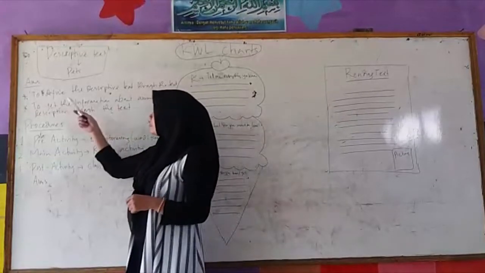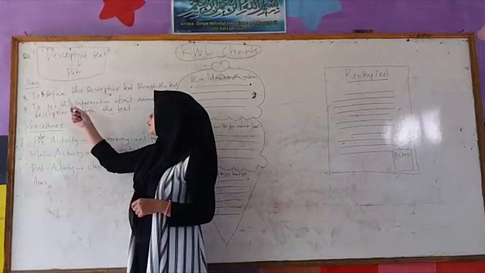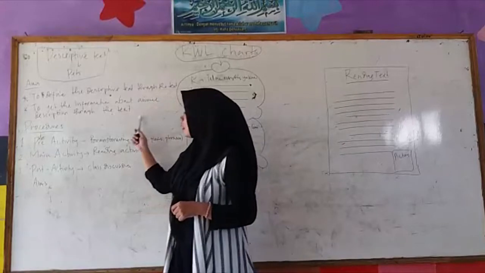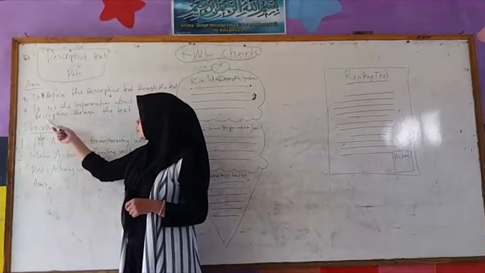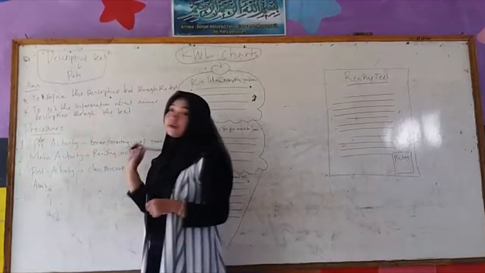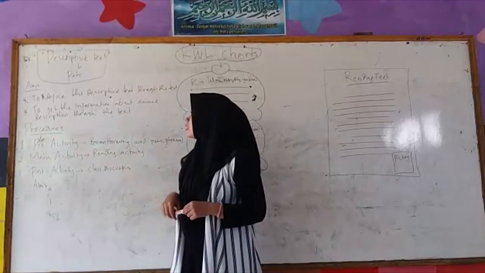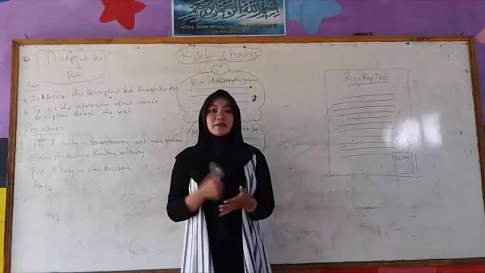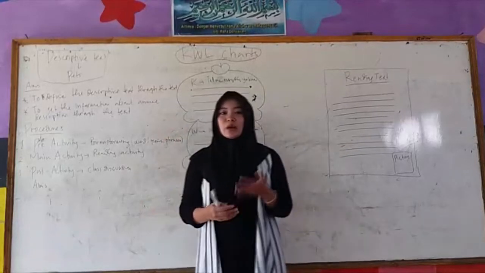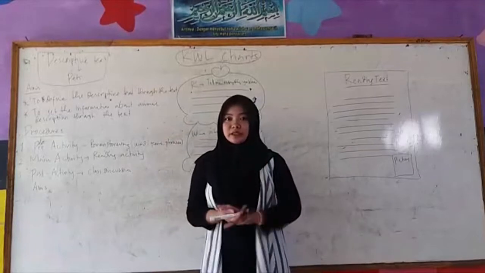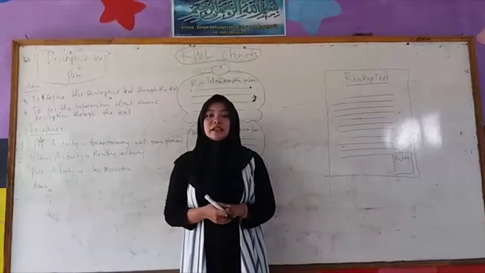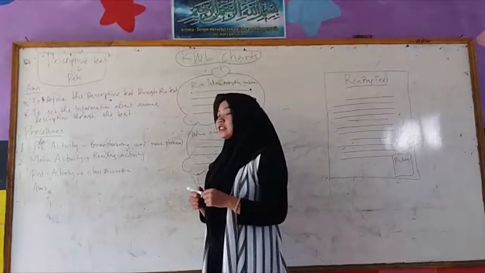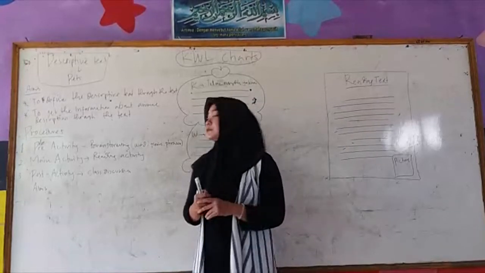The first is that students will be able to define the descriptive text through the text. The second is that students will be able to get information about animals through the text. Okay? In this lesson plan, I will use the KWL strategy, and this lesson is suitable for students in the second grade, and it takes about 20 minutes.